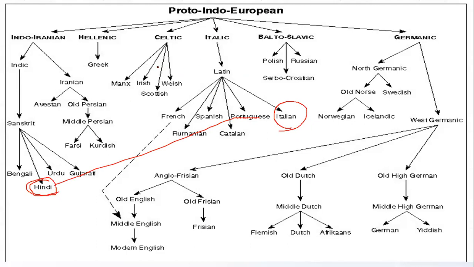The same is the case with family connections as well. Hindi belongs to the Sanskrit language family, and Sanskrit languages come from the Indic language group.